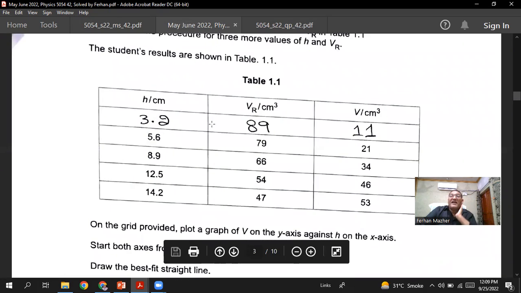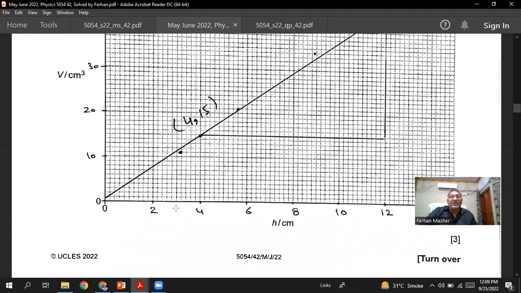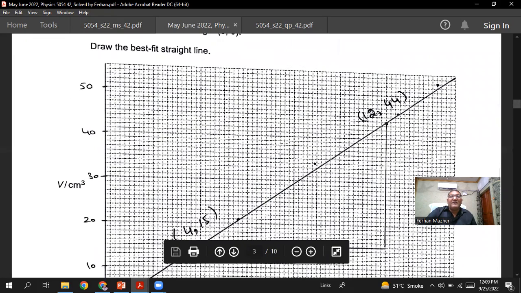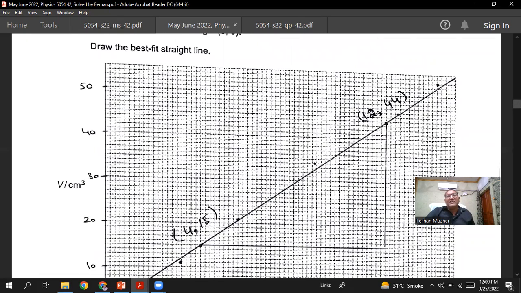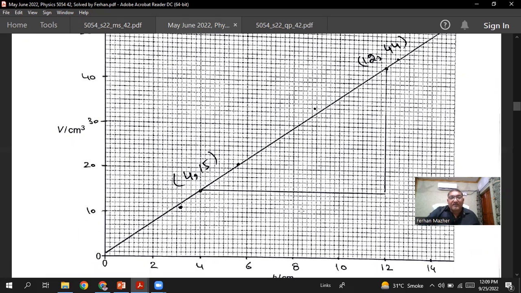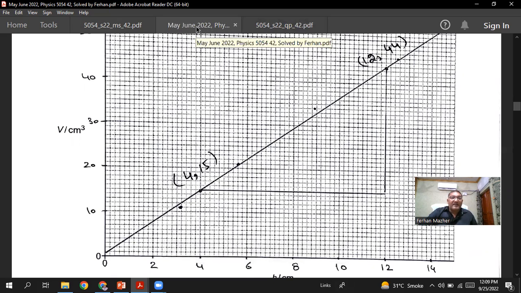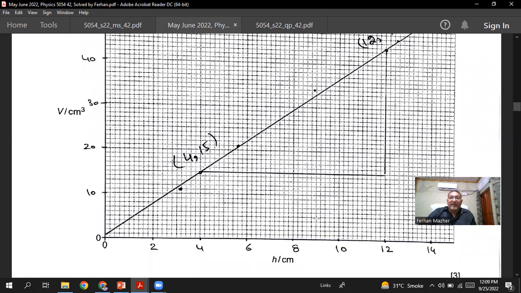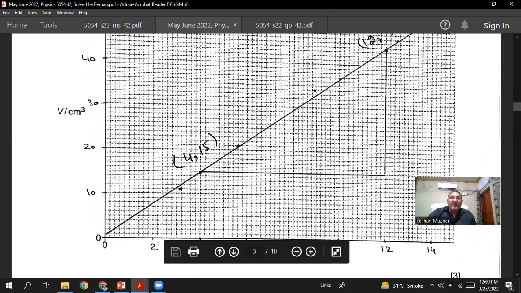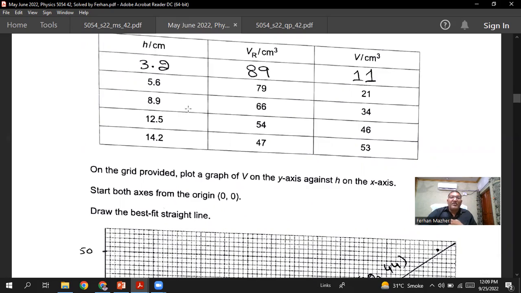Then I will plot these points. At 3.2, the V is 11. Then you have 5.6. At 5.6, you have 21. So I will plot that at 5.6. That will be 21. And then at 8.9, you will have 34. And then at 12.5, you will have 46.